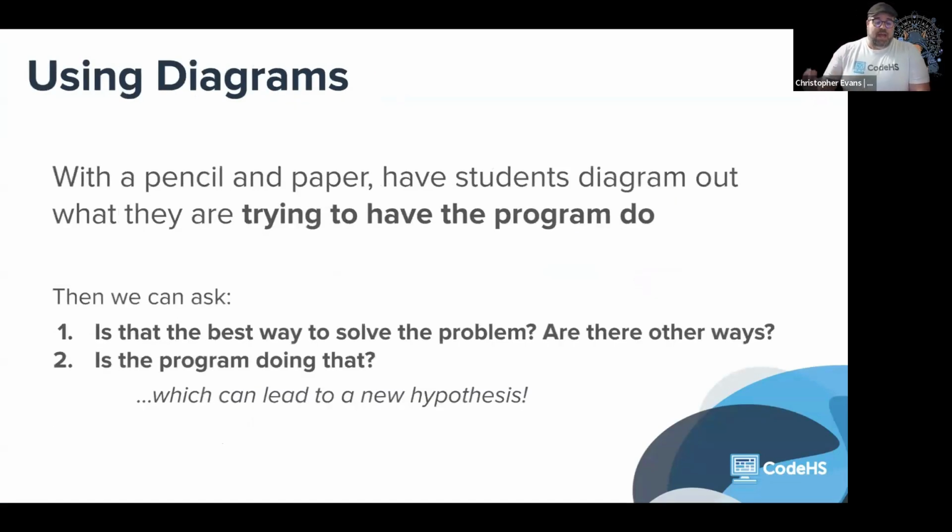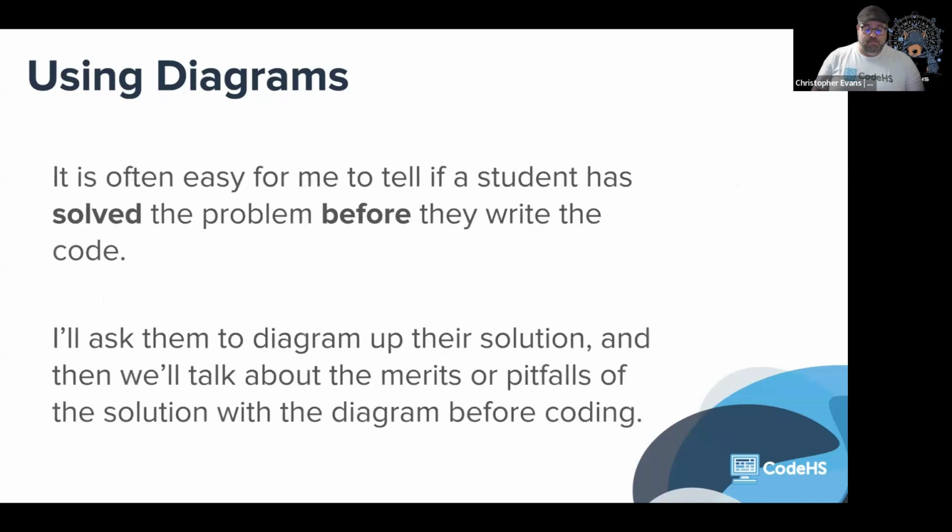So diagram out in a flow chart what the program is trying to do. Then they can see, is this the best way to solve this problem? Perhaps they've overthought it and they have more steps. When they see it visually as a flow chart, they can see how many steps it actually is and how much is actually going on. And that gives them the opportunity to perhaps streamline their code, which may be where the error is.